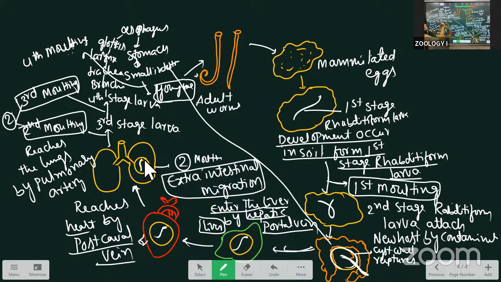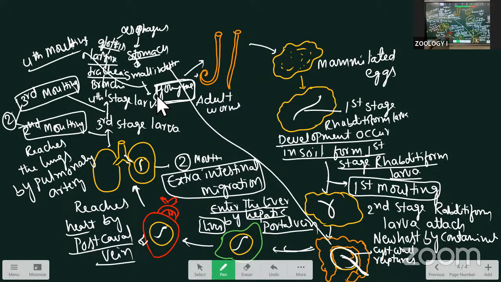How does it come out? Through the bronchi. From the bronchi they enter the trachea, then the larynx, which opens into the esophagus by the glottis, and from the esophagus they go to the stomach. Lastly, they enter the small intestine. Inside the small intestine, the last and final molt occurs. That is called the fourth molt. With that molt, they are formed as young ones.